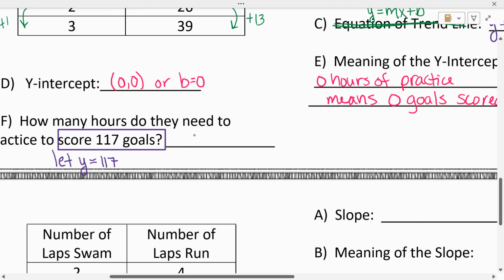Okay, so we're going to use our equation and we're going to replace the y. So instead of y, I'm going to write 117 equals 13 times x. So now how are we going to solve that? Yeah, good job, Daniel. We're going to divide both sides by 13, and we find out that x equals 9 hours of practice.